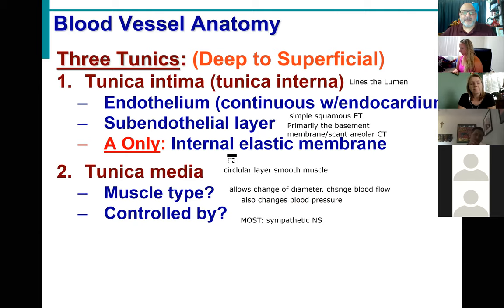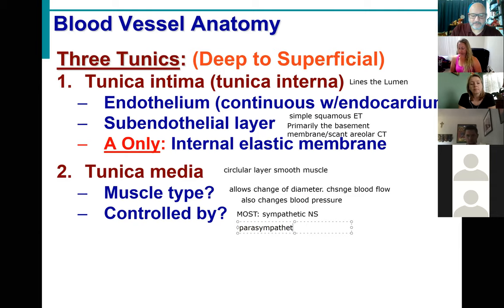All right. I got one more for you. There's that pesky word. What's that pesky word again? Most. What does most mean? Not all. Excellent. What is the one set of blood vessels that is not innervated by the sympathetic and instead is innervated, well, it is innervated by the sympathetic, but is also innervated by the parasympathetic? What blood vessels? Coronary. Innervates what blood vessels?